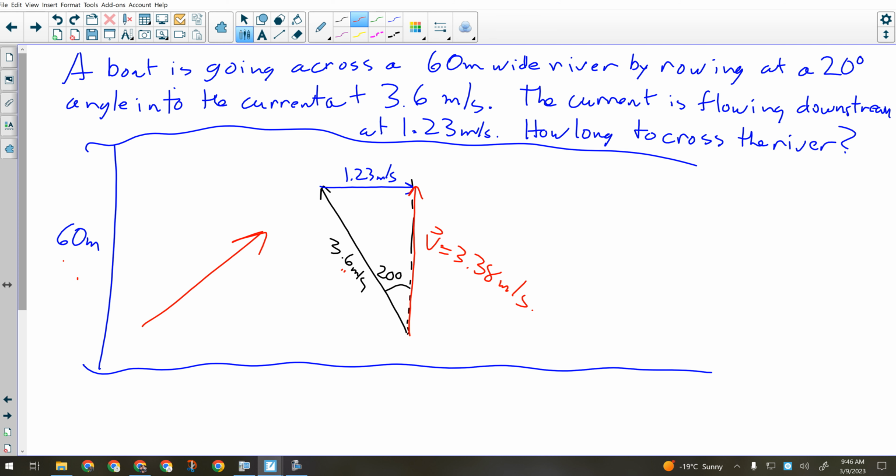All right, so I got 3.38, I got 60. Time to cross the river is going to be 60 over 3.38, d over v. 17.75. We have two significant figures, so 18 seconds to get across the river.